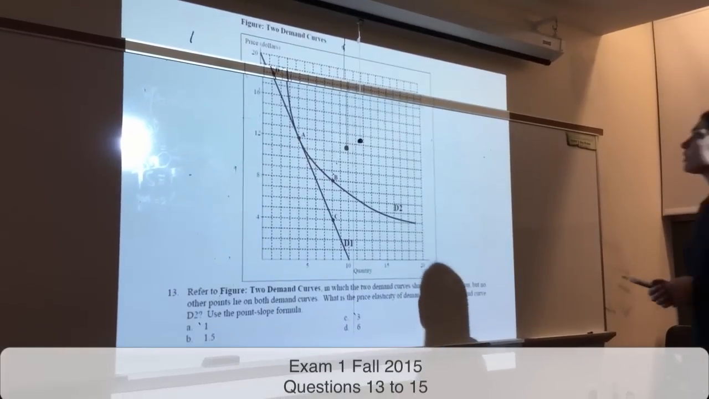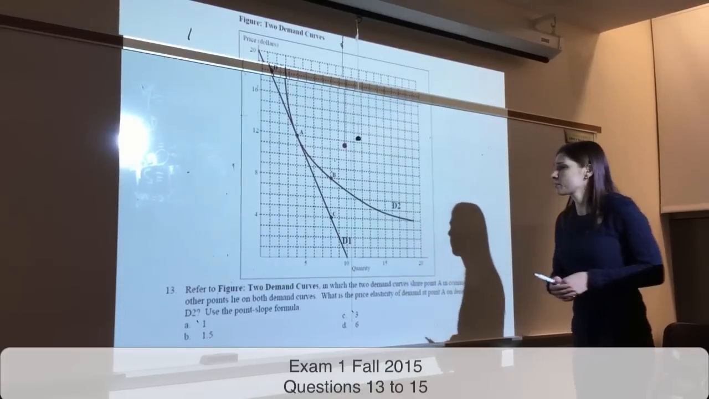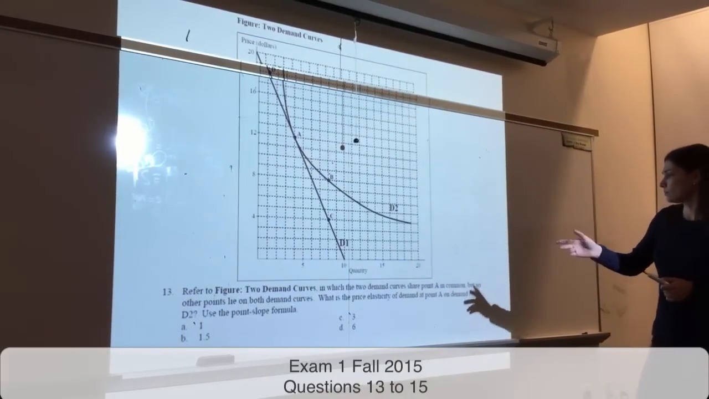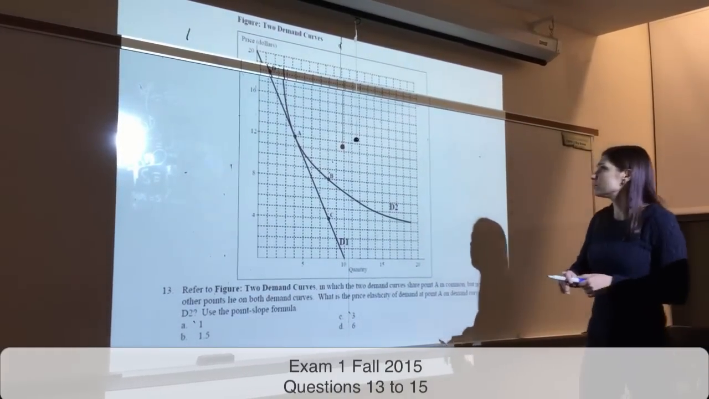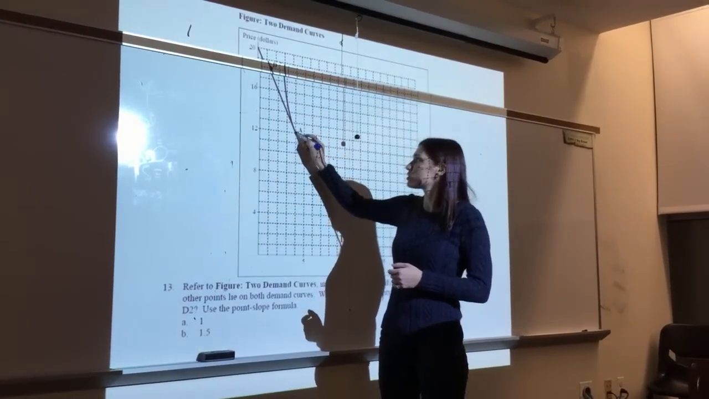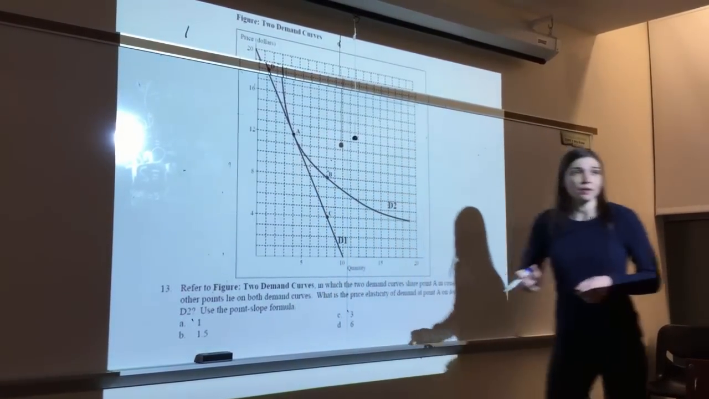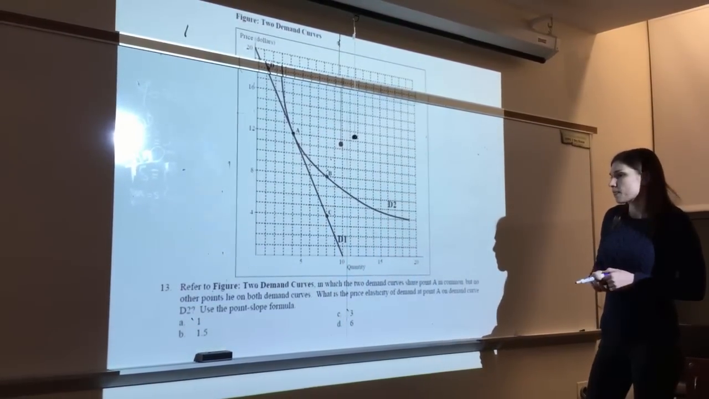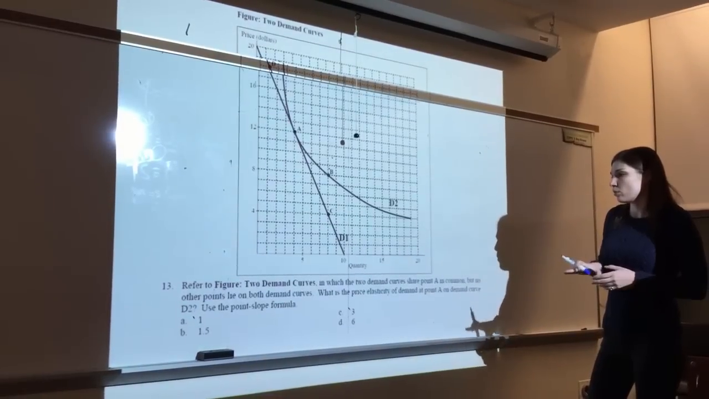All right. So here we're given two demand curves. They share a point, right? They're both downward sloping. One of them is a curve, the other is a line. They share a point there at A. No other points lie on both curves.